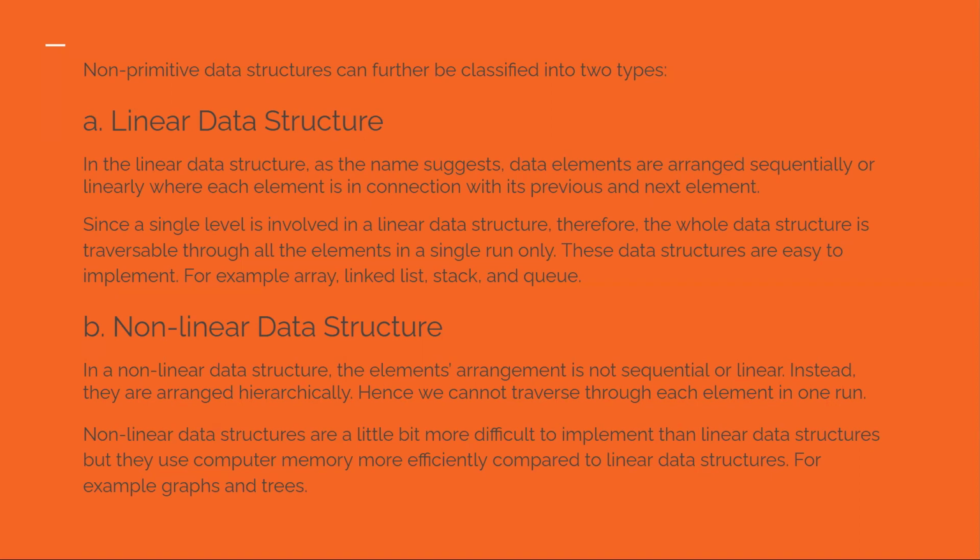And second, non-linear data structure. In a non-linear data structure, the arrangement of elements is not sequential or linear. Instead, they are arranged hierarchically. Hence, we cannot traverse through each element in one run. Non-linear data structures are a little bit more difficult to implement than linear data structures, but they use computer memory more efficiently compared to linear data structures, for example, graphs and trees.